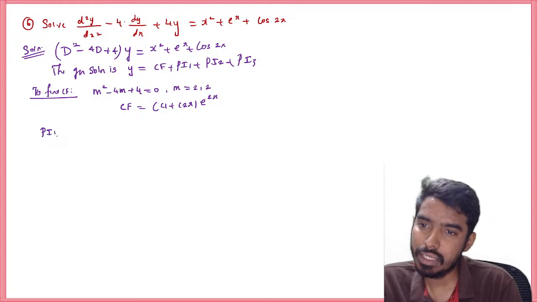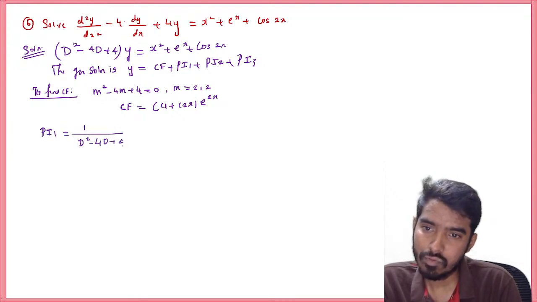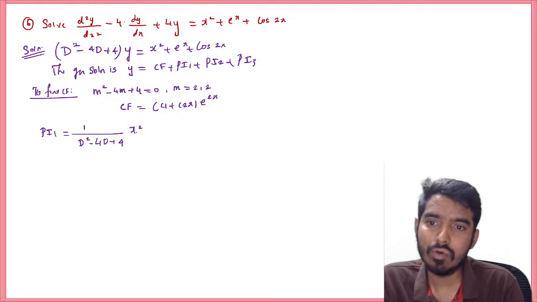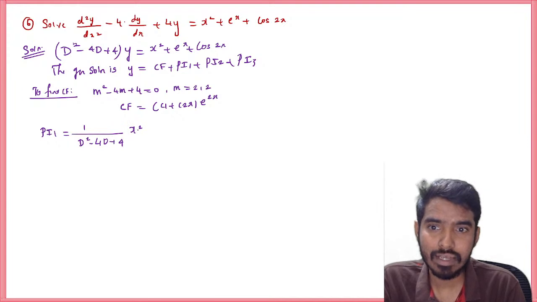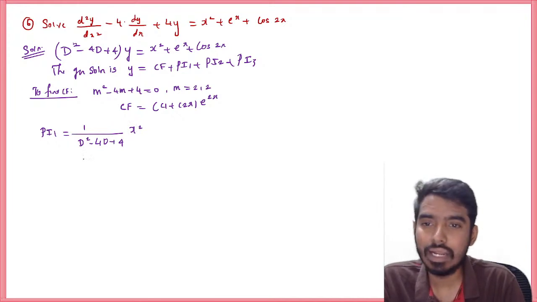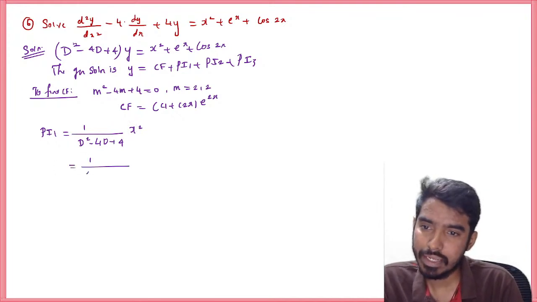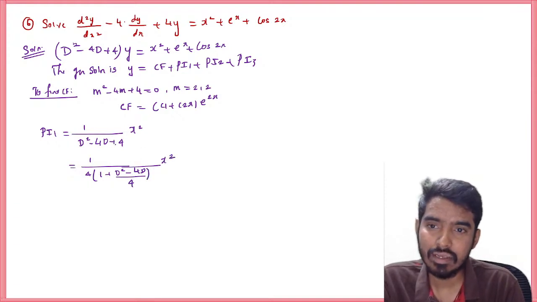Now I'm going to find PI1 first. So it will be 1 by f of D square minus 4D plus 4 of x square, right? So I'm going to apply type 3 here, because RHS is of the form x square, which is a polynomial in x. It will be 1 divided by, so take 4 outside. So 1 plus D square minus 4D by 4. And here, take minus 4 outside, right?